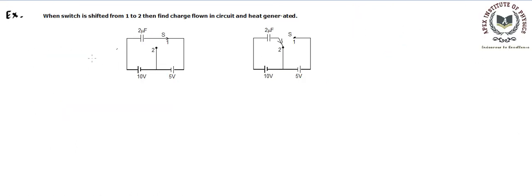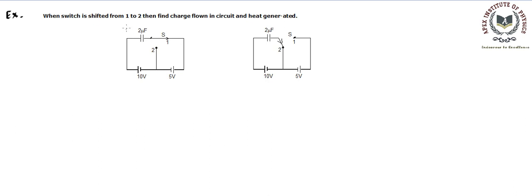Well, let's consider another example and try to solve this as well. This is when the switch is shifted from 1 to 2, then find the charge flown in the circuit and the heat generated. There are two diagrams I have shown. One is the initial one, and another is the final one. There is a switch. This switch is initially connected to point 1, and later on this switch has been shifted from point 1 to point 2, as shown in this figure.